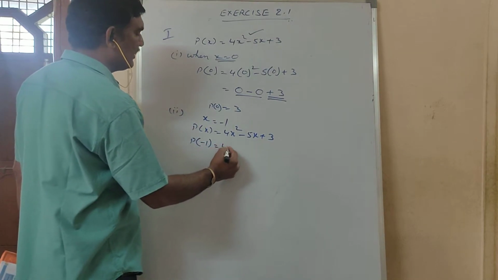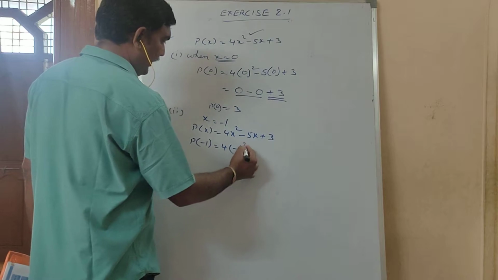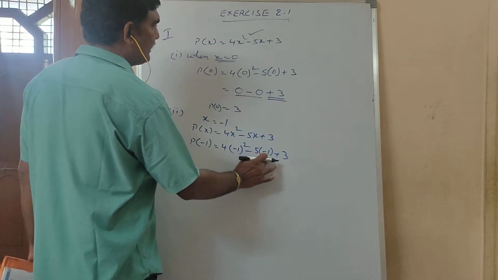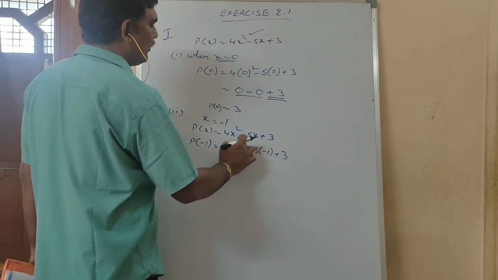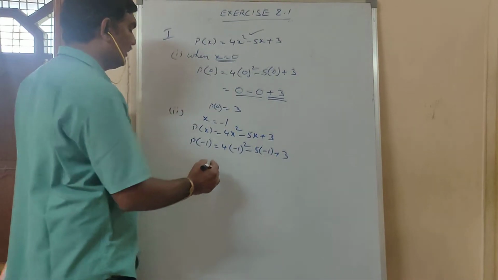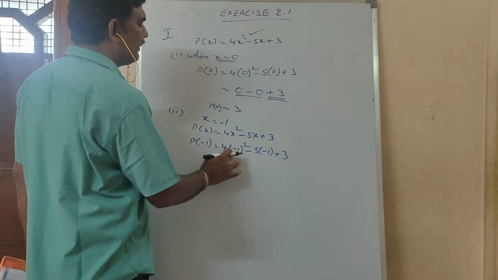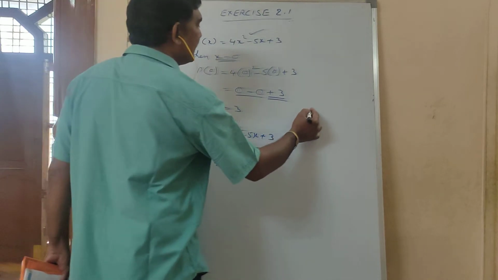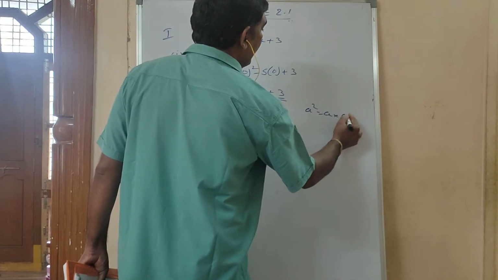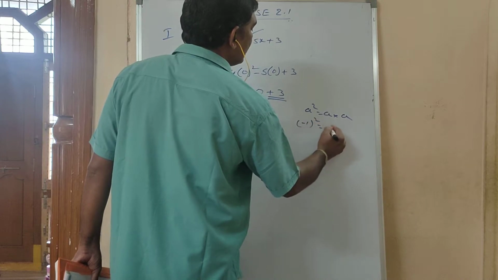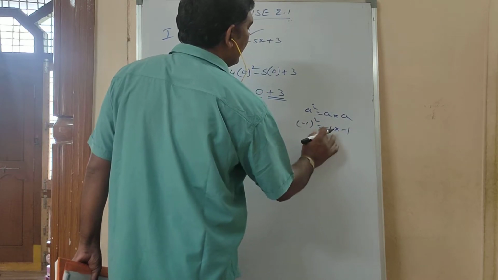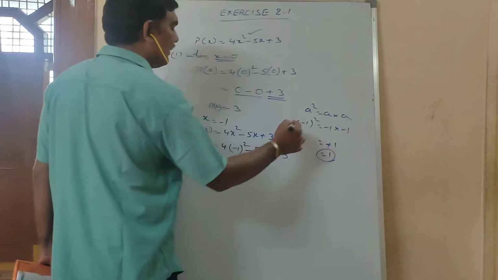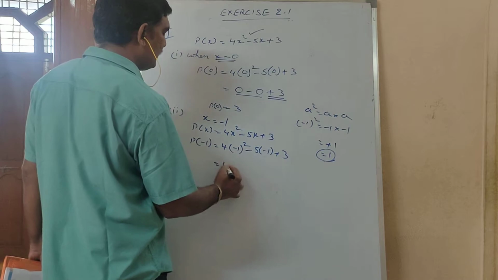P of minus 1 is equal to 4 into minus 1 whole square minus 5 into minus 1 plus 3. Since minus 1 is there, try to keep it in brackets. Now, 4 into minus 1 we should not do. First minus 1 whole square. A square formula is a into a. Minus 1 whole square is minus 1 into minus 1. Minus into minus is plus, 1 into 1 is 1. So minus 1 whole square is 1. 4 into 1 is 4.